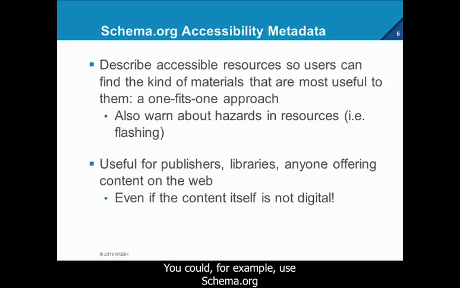You could, for example, use schema.org to mark up a library of books to indicate which ones are large print, which ones are Braille, and which ones are typical print. The cataloging would all be digital, but you could use this to catalog non-digital materials if that was more useful to you.